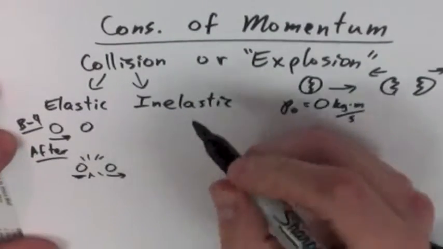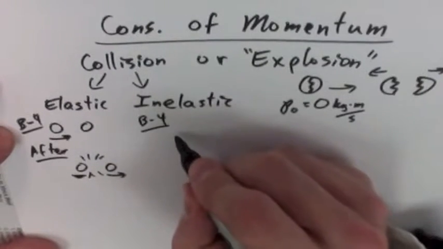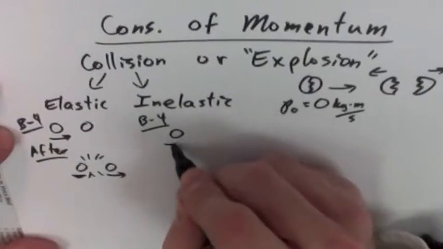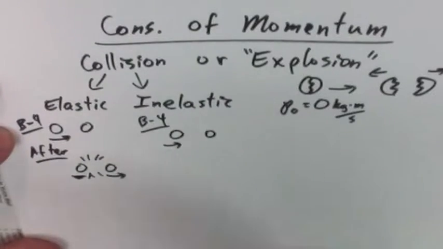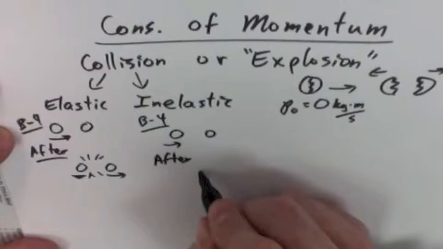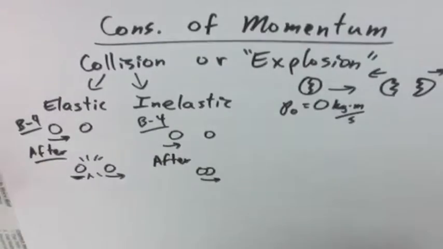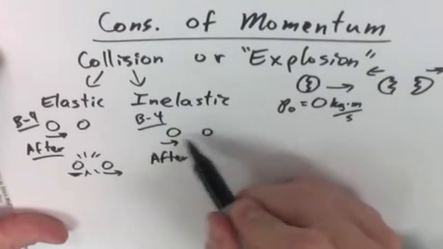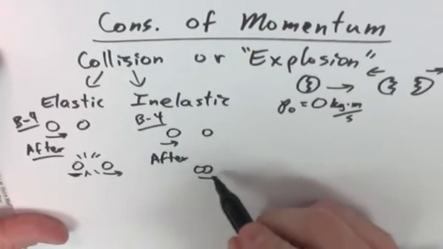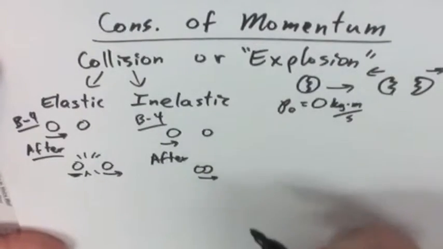And then in inelastic collisions, your before is going to be where you've got this one rolling along, this one might be sitting still, and then after, they combine and stick together and move together as one. The original one had all the momentum to begin with, and then they both move together and you just add their masses together. So it ends up looking like this.